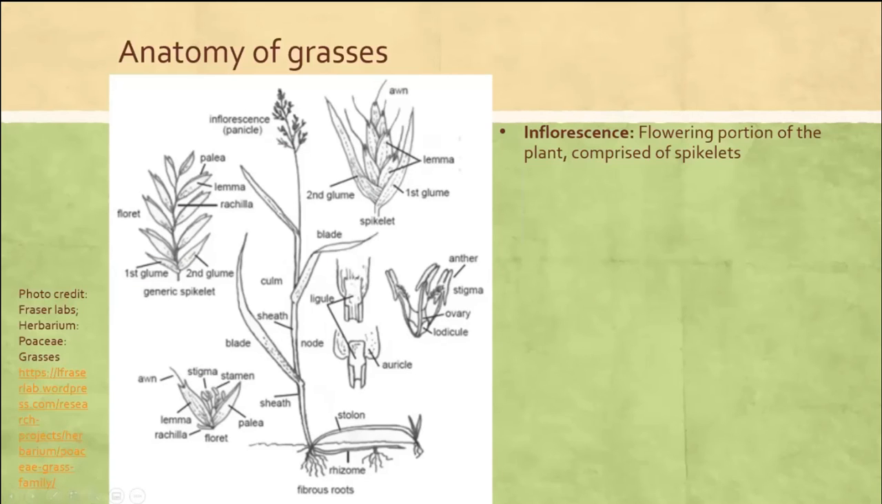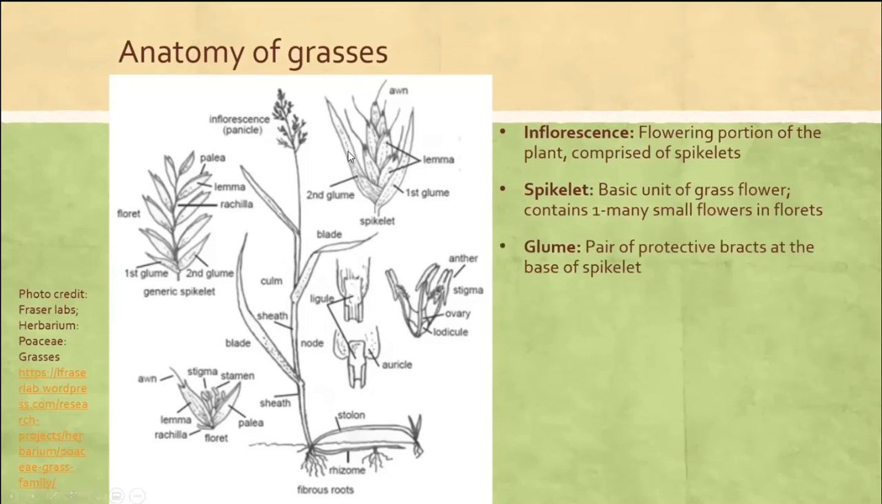And then the basic unit of a grass flower is what we call a spikelet. A spikelet is just a structure that contains one to many florets, or flower-containing structures. And we have an image of a spikelet right here in the top right corner of this diagram. A spikelet always begins with a pair of protective leaves called glumes. And glumes can be very short, or they can be as long as or longer than the spikelet itself. That's highly variable, and it's one of the things that you can use to identify your grass.